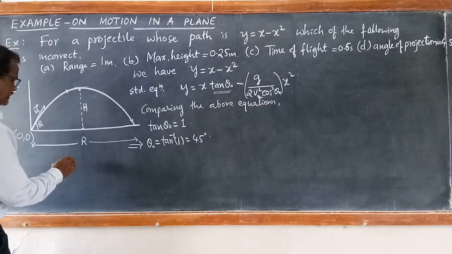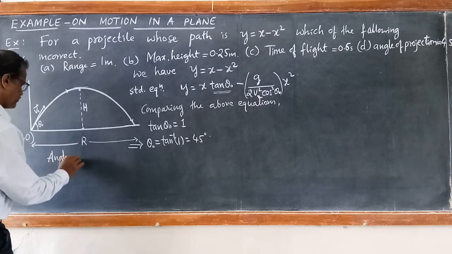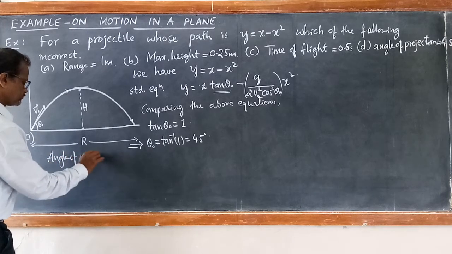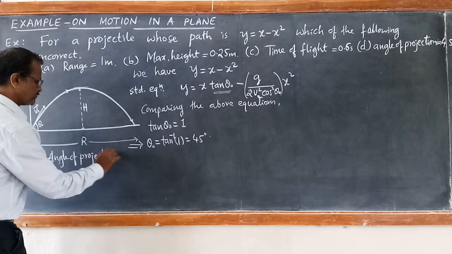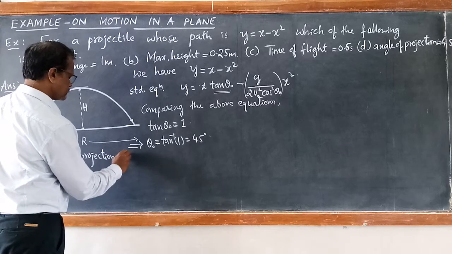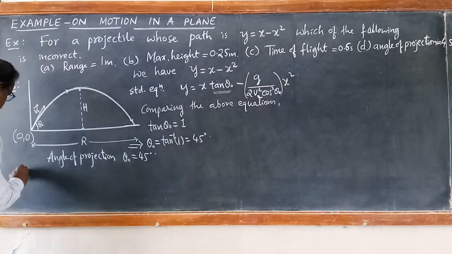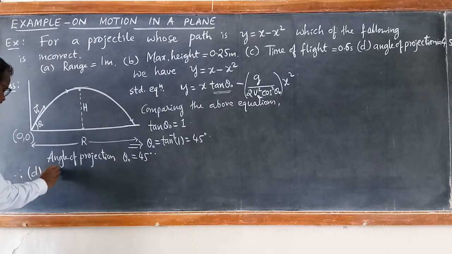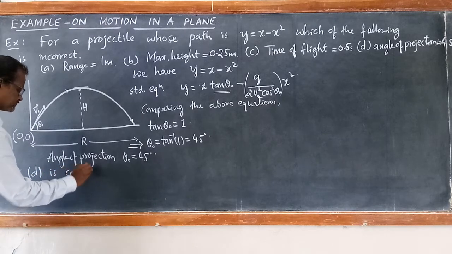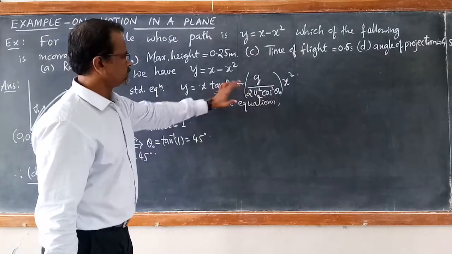So option D is correct. Angle of projection for this projectile theta naught is equal to 45 degree. Therefore option D is correct. Now let us see the next one.